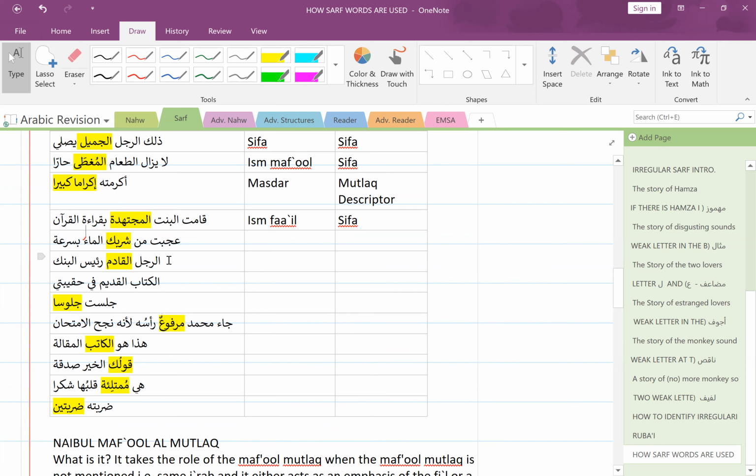Okay. So عجبت من شربك الماء بسرعة. So now this is what you were asking. Okay, shirb is a masdar. Yeah, shurb, sorry, shurb. Yeah, it's a masdar.